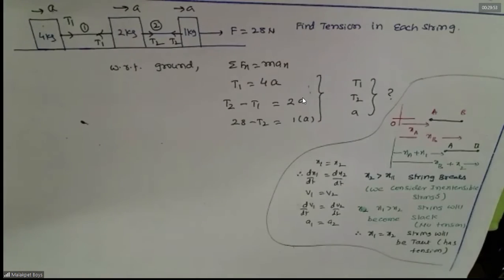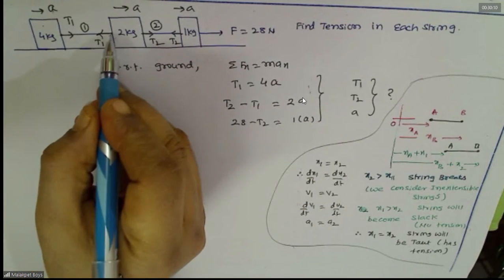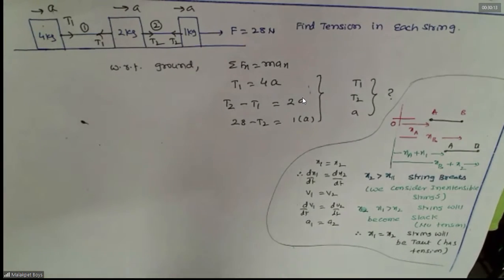Now you can solve this. So all points of the string must have the same velocity. That means the same speed and direction for the string to be taut. So this point and this point have the same acceleration. Agreed or not? Yes, sir. Agreed.